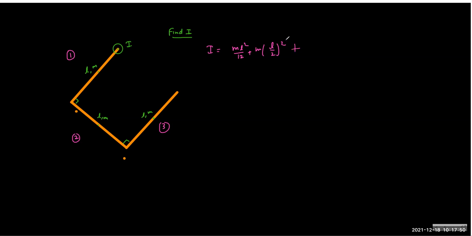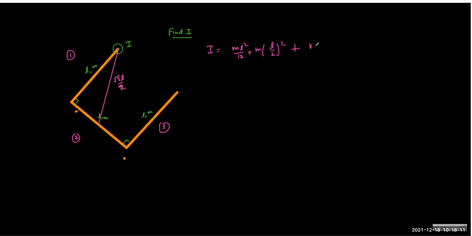And the next rod's center of mass is not at a distance L by 2. It is something like this. So we need to calculate this length. This length is how much? Under root of 1 square plus 1 by 2 square, so root 5 L by 4. Sir, 2.